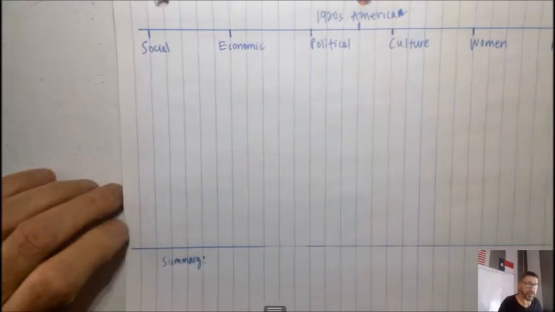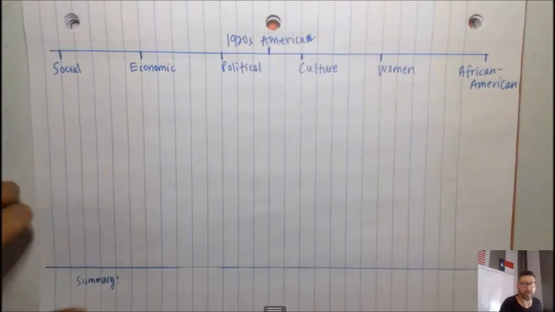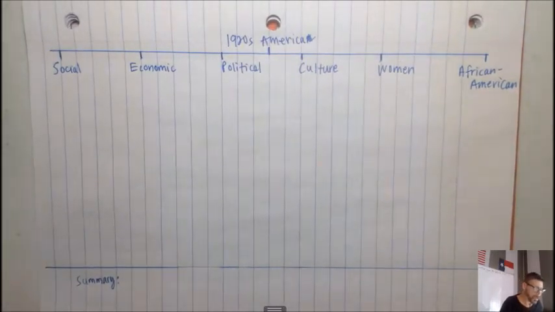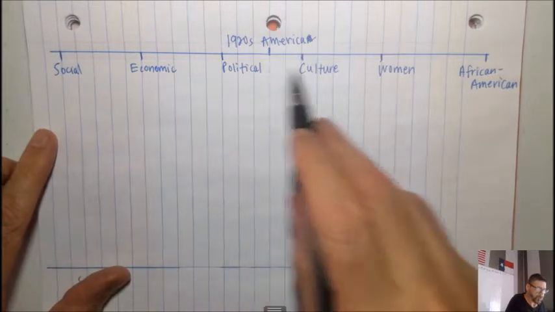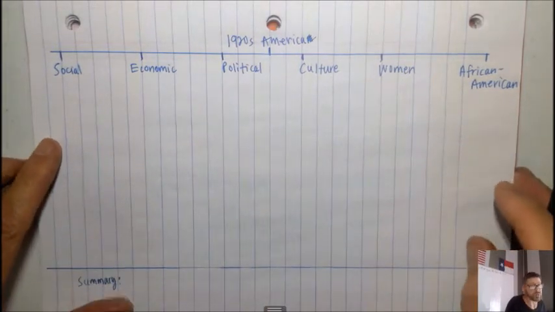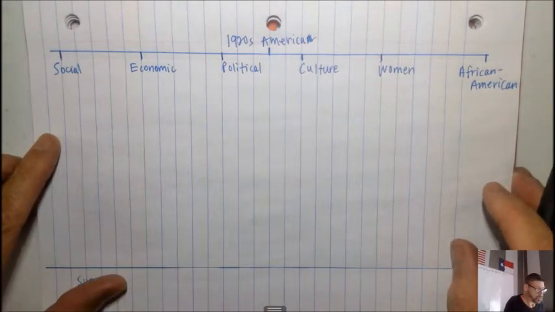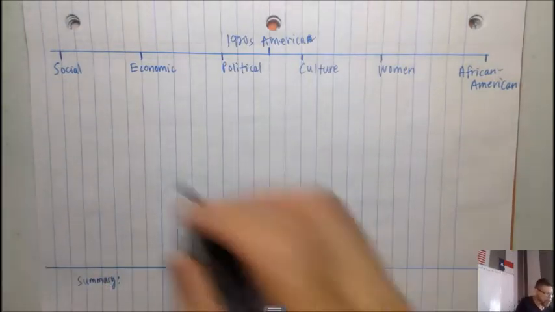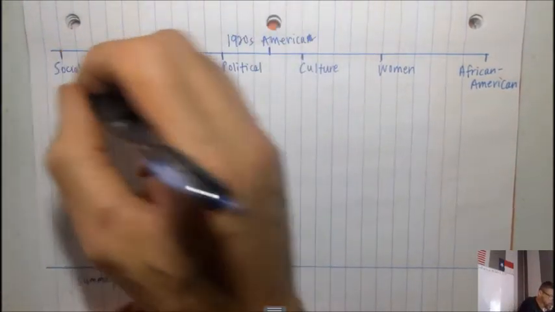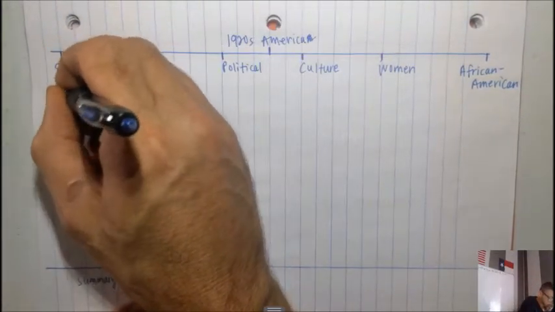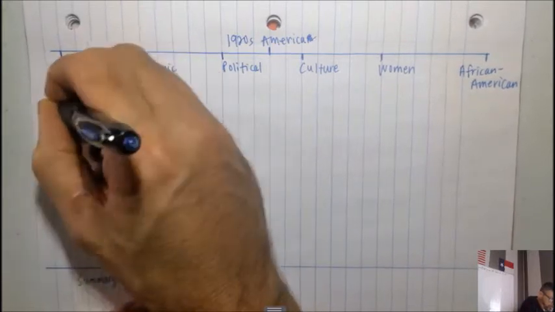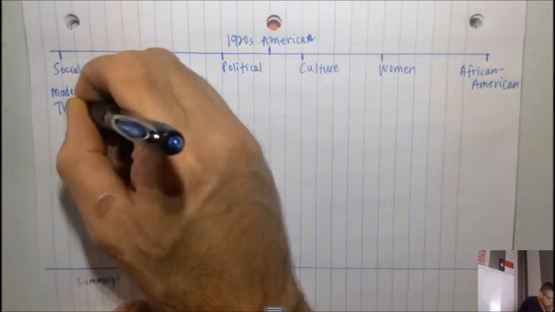Okay, so this would be an example of what a tree map could look like. Most of the times I will give you the branches to work with. Sometimes I'll have you create your own. So, for example, social, during the 1920s, would be modern versus traditional ways of thinking.